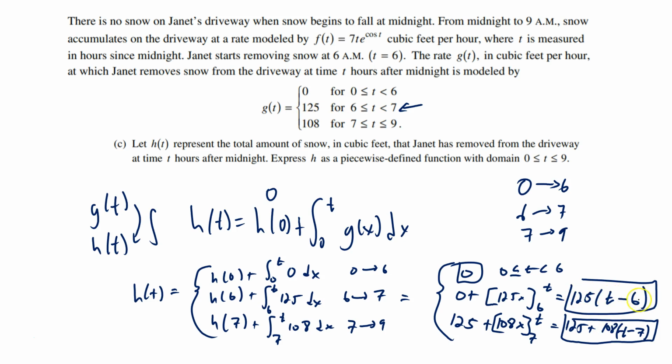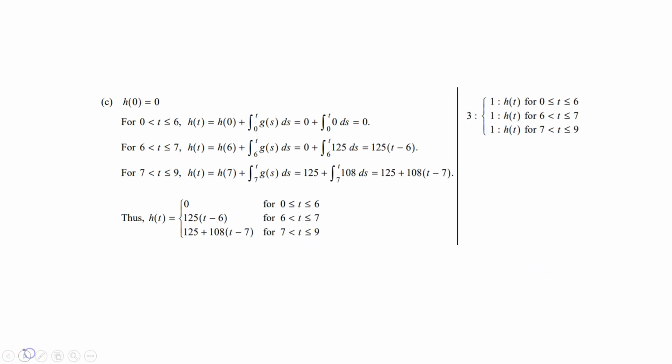So 125 times t minus 6 between 6 and 7, and then 108 times t minus 7 for 7 to 9. Cool. Let's see how we did. Okay, so they do this whole h of 0 plus the integral, h of 6 plus the integral, h of 7 plus the integral. So they used s, I used x, doesn't really matter. So, yep, 125 plus 108 times t minus 7, 125 times t minus 6, perfect.